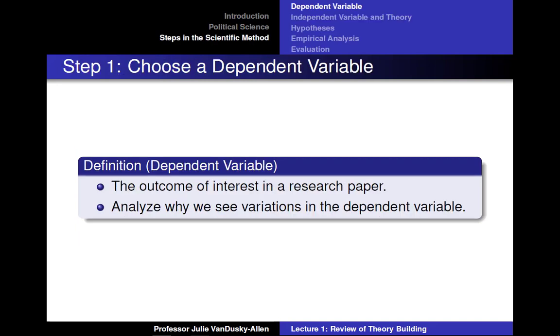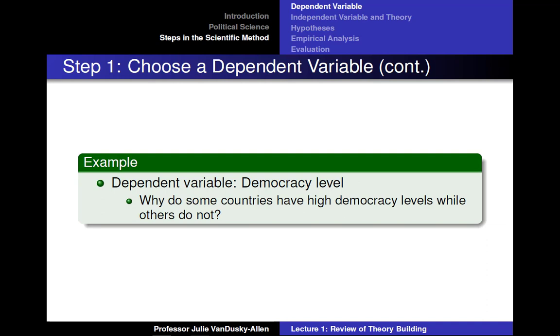The first step is to identify a dependent variable. A dependent variable in this case is a political outcome of interest in a paper. Our goal is to explain why variations in that outcome occur. For example, imagine you are interested in studying variations in democracy levels in countries throughout the world. You would want to explain why some countries have higher democracy levels than other countries do.